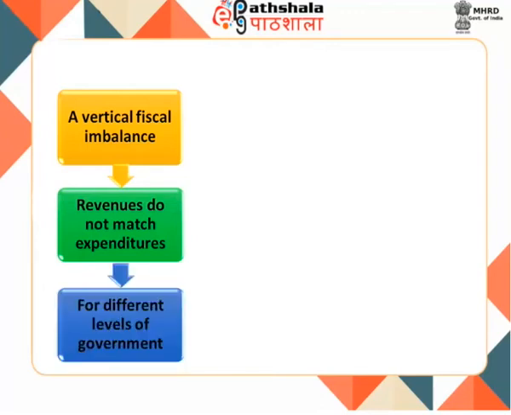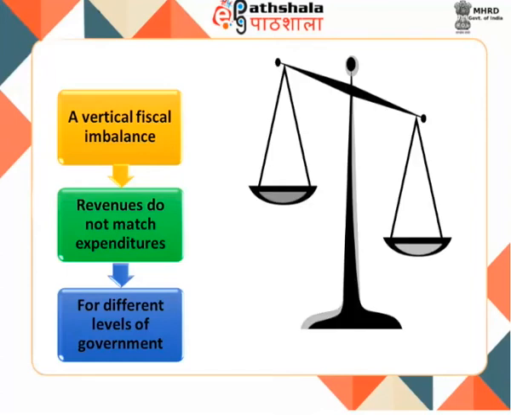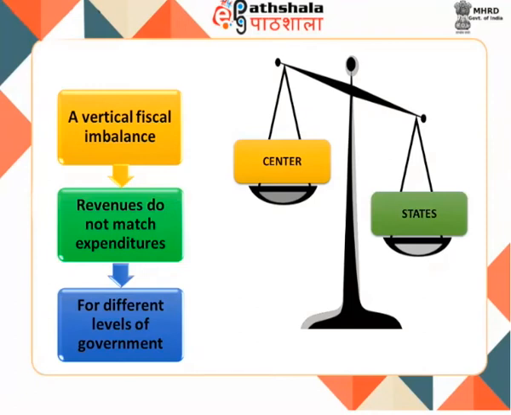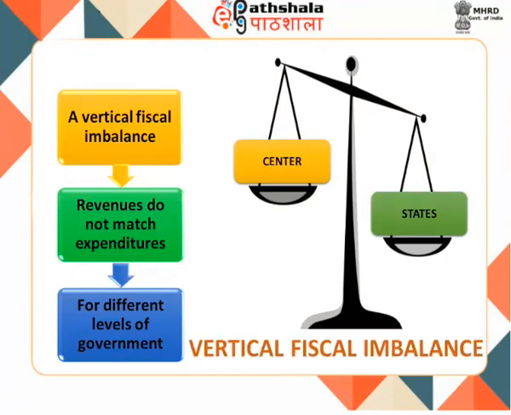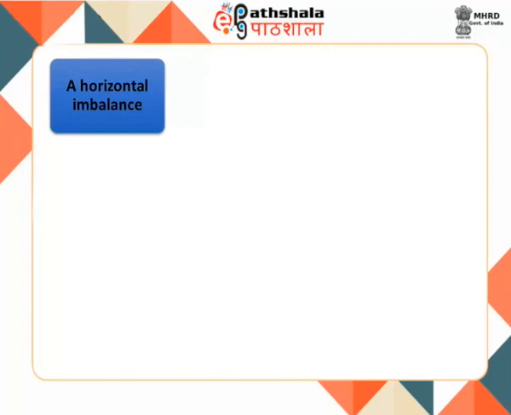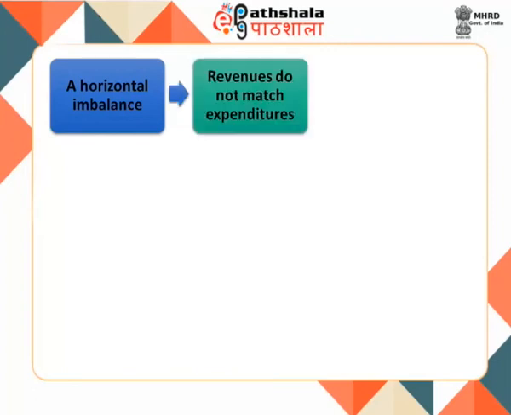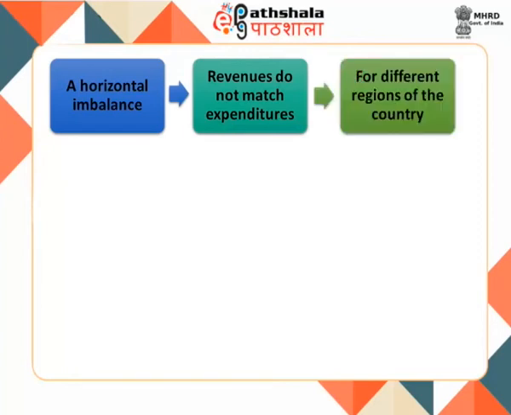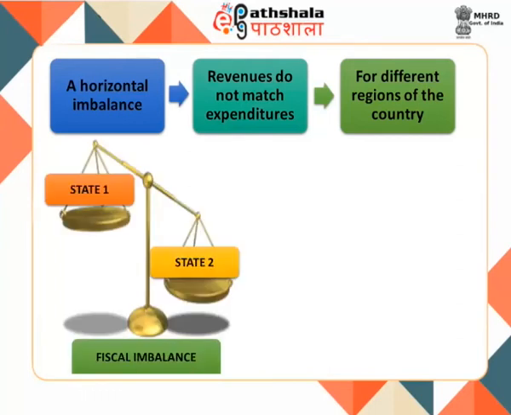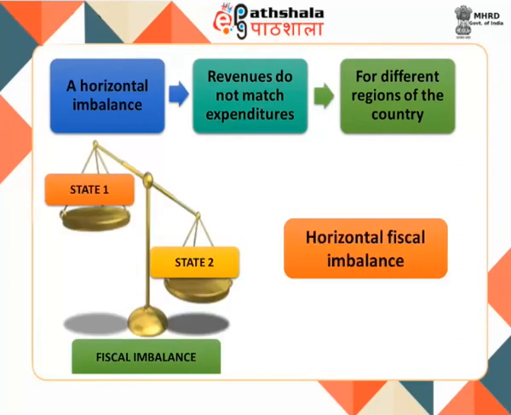When the fiscal imbalance is measured between the two levels of government, center and states, it is called vertical fiscal imbalance. A horizontal imbalance describes a situation where revenues do not match expenditures for different regions of the country. When the fiscal imbalance is measured between the governments at the same level, it is called horizontal fiscal imbalance. This imbalance is also known as regional disparity.